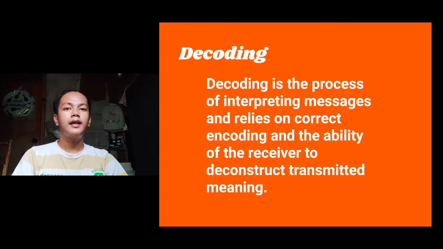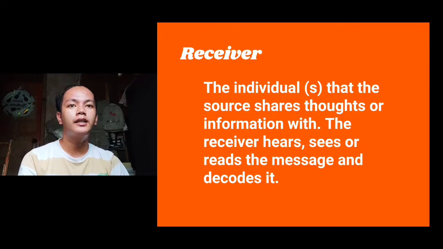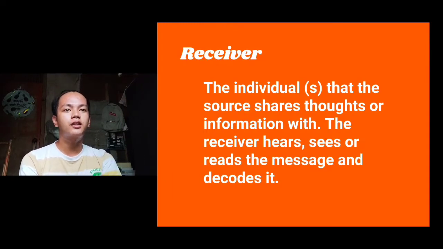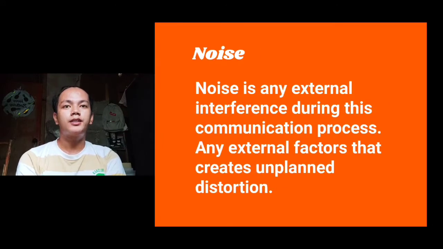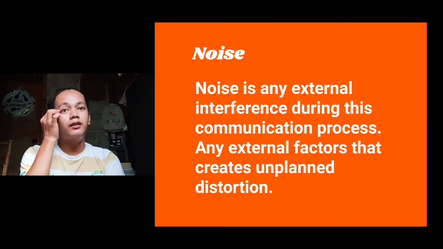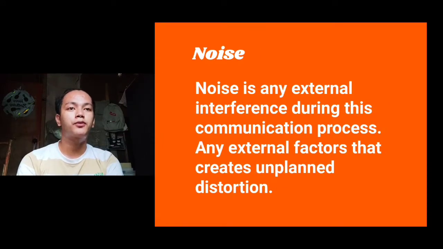Next is receiver. The individuals that the source shares thoughts or information with. The receiver hears, sees, or reads the message and decodes it. Next is noise. Noise is any external interference during this communication process. Any external factors that create unplanned distortion.